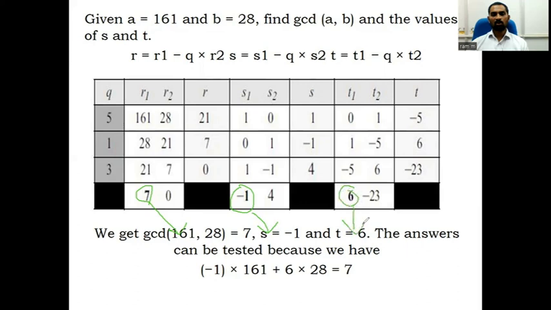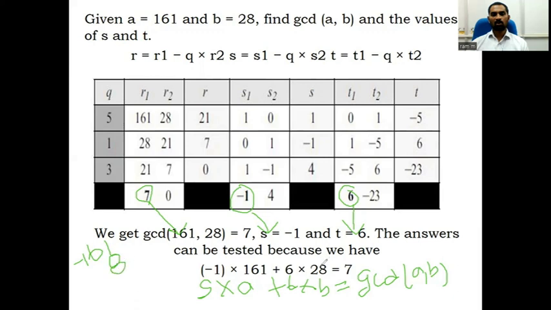Now, if I apply the formula, S into A plus T into B will always give you the GCD of A comma B. So this is 4 times 28, and minus 23 times 21 is minus 161... Then 4 into 28: 4 8s are 32... the total is 168. 168 minus 161, you're getting 7, which is the GCD.